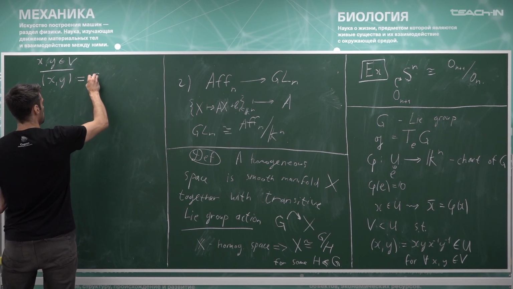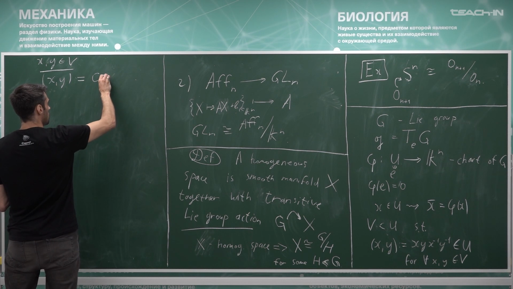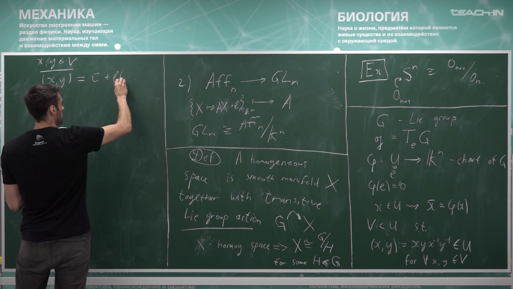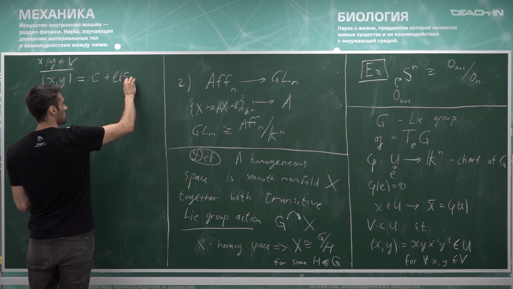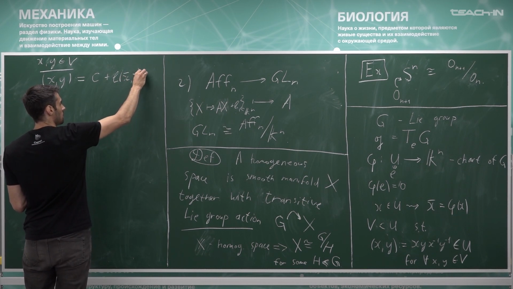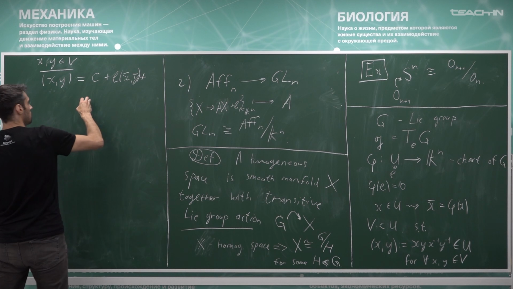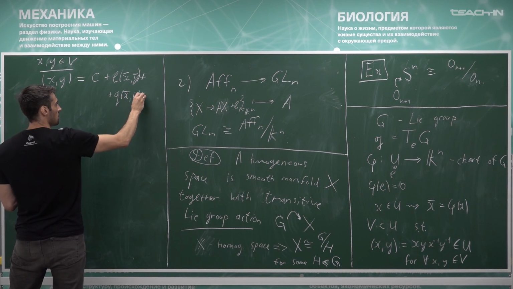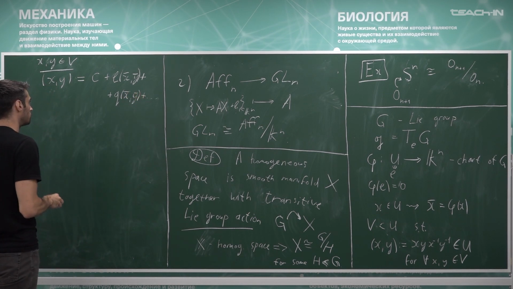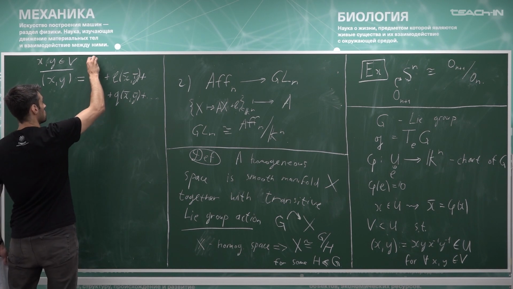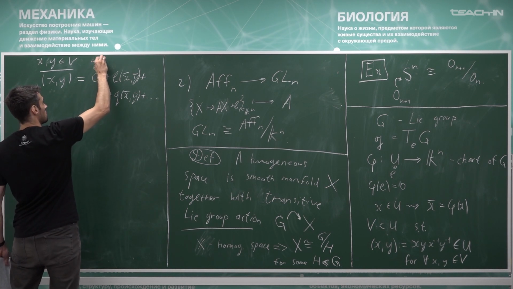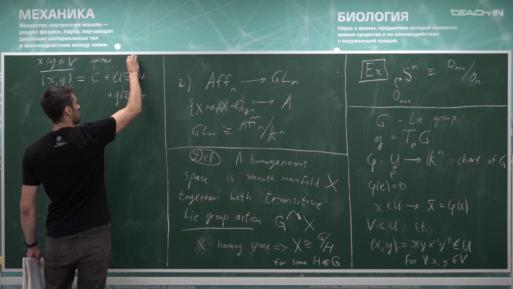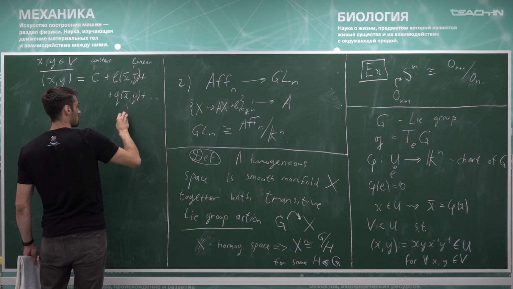So consider the Taylor series of this as a function of x bar and y bar. Well, it will have some constant, then linear terms, and then quadratic terms, and so on. So this is the constant, this is linear, this is quadratic terms.